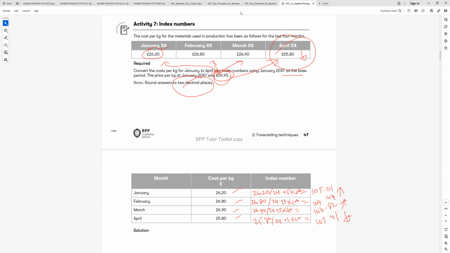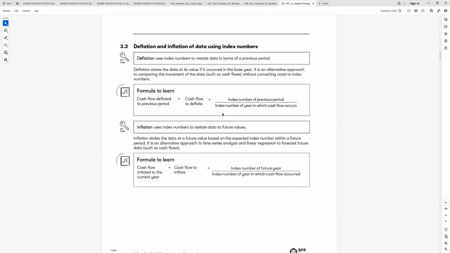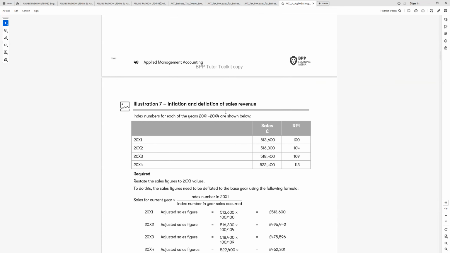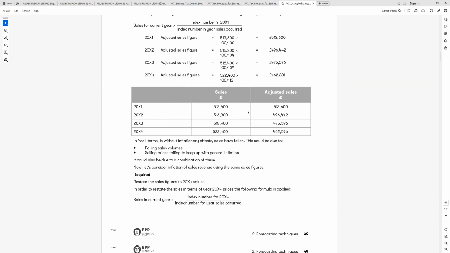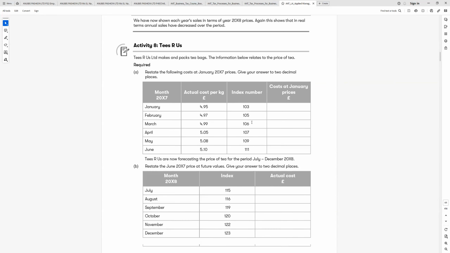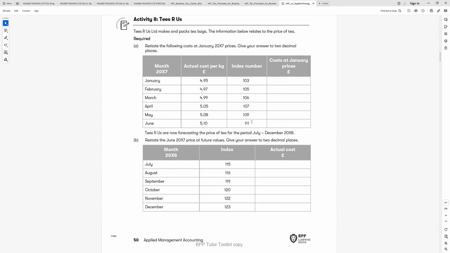All right, so let's have a look. Then we have to make the present value into future value and future value into present value. It is not very difficult, it's quite simple. And then we have activity 8. Let's quickly do that. Teas Limited makes and packs tea bags. The information below relates to the price of a tea, related to the following costs at January 2017 price. Give your answer to 2 decimals, okay.